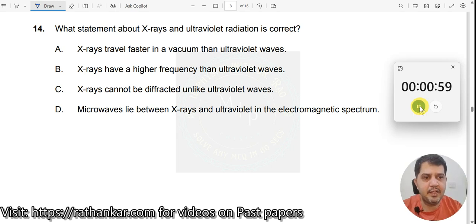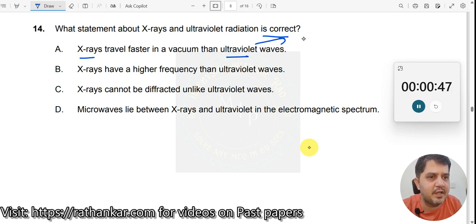Question number 14. What statement about X-rays and ultraviolet rays is incorrect? Option A is correct. Option B is correct. Okay. X-rays travel faster in vacuum than ultraviolet rays. Wrong. The reason is that ultraviolet rays and X-rays are all what kind of waves?